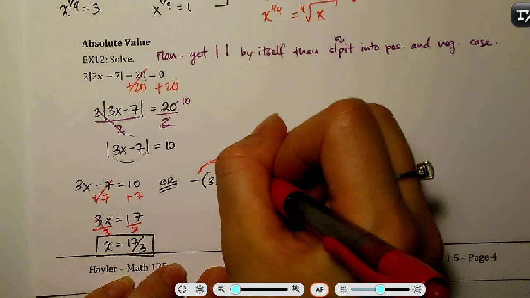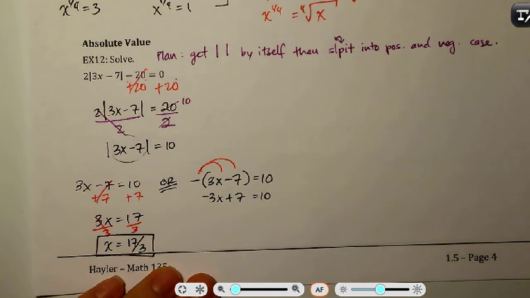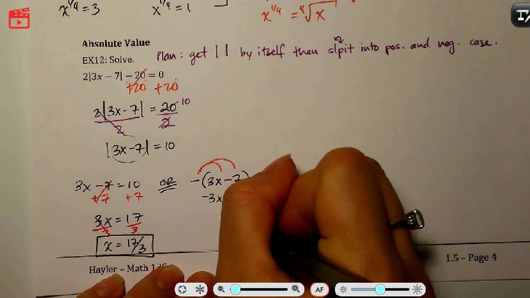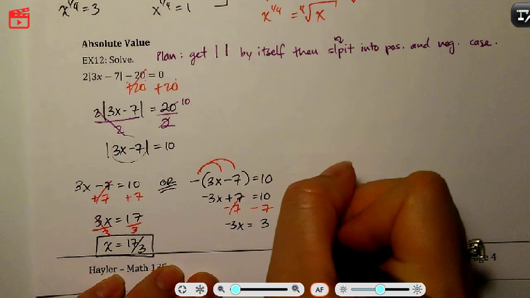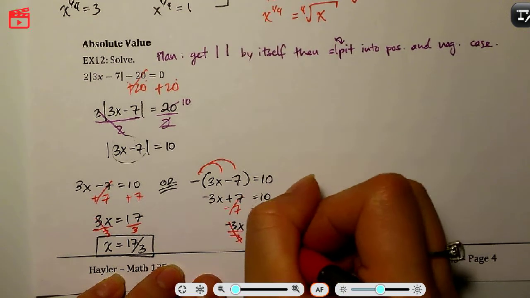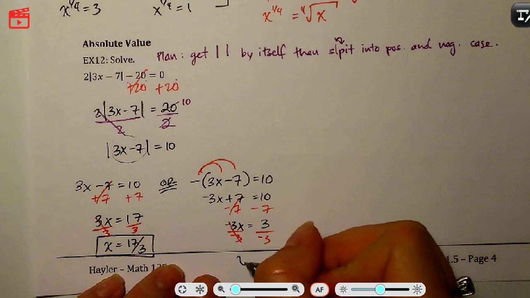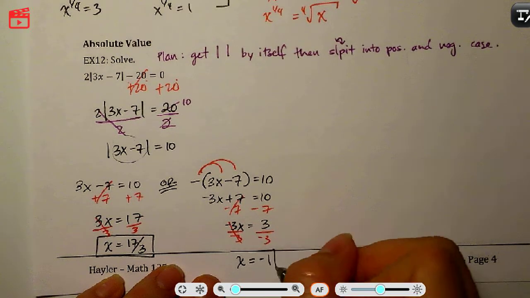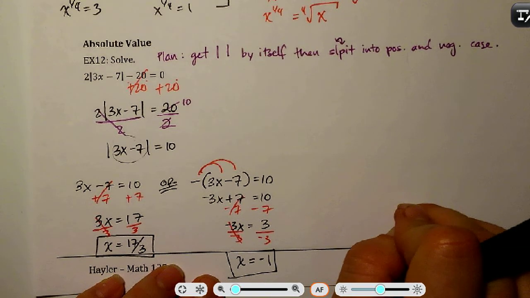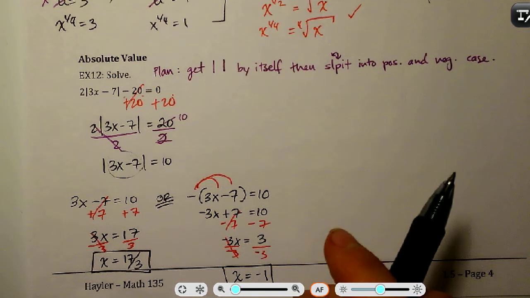So, distribute in the negative. We get negative 3x plus 7 equals 10. Let's minus 7 from both sides. We get negative 3x equals 3. And then divide both sides by negative 3. 3 divided by negative 3 is going to be x equals negative 1. Do I need to check my answer for these? Nope, we're good. Okay, there's no restriction on putting a number into an absolute value.